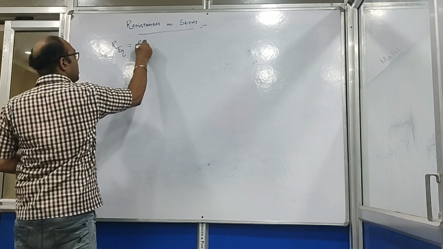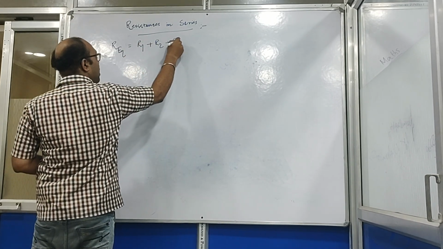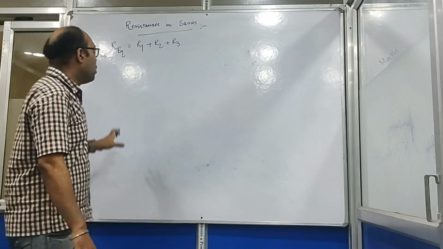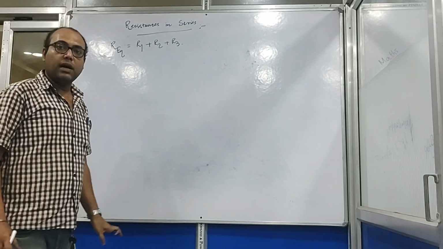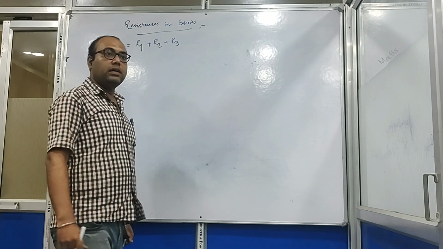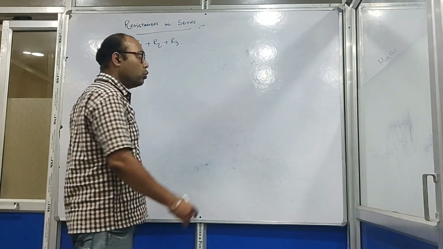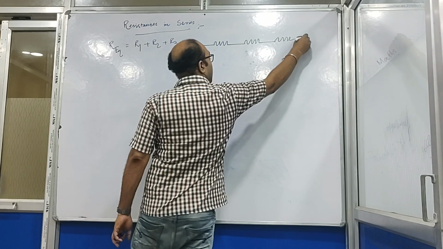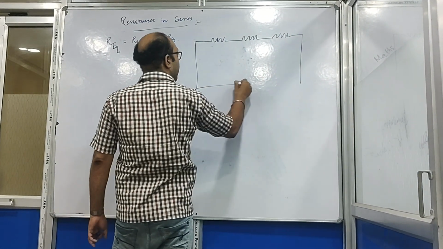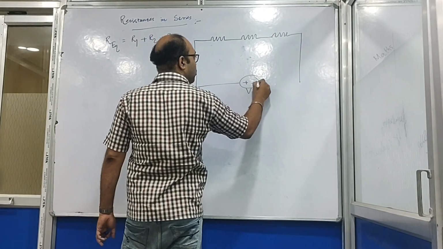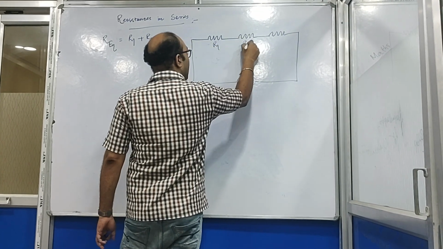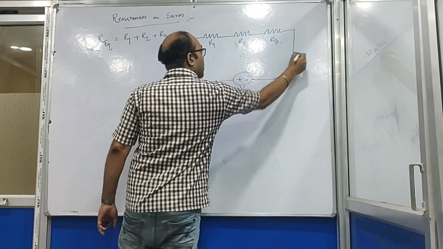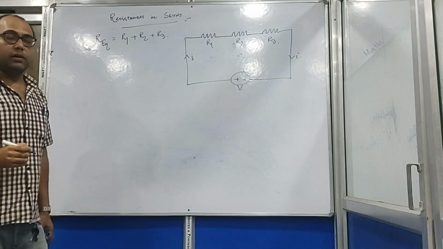As we know, for resistances in series, the equivalent resistance R equivalent is equal to R1 plus R2 plus R3. So let us derive this, and along with it, let us see the voltage divider rule. For that, let us take three resistances. One voltage source is given here. Resistances R1, R2 and R3 are present. A current I is flowing, and this is the circuit.